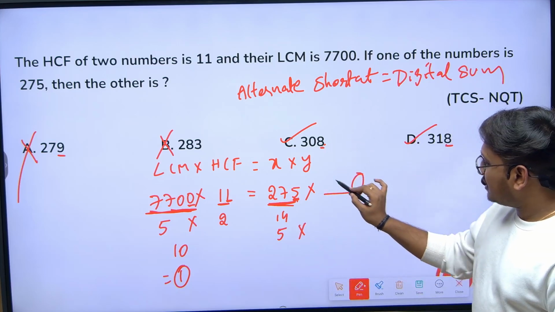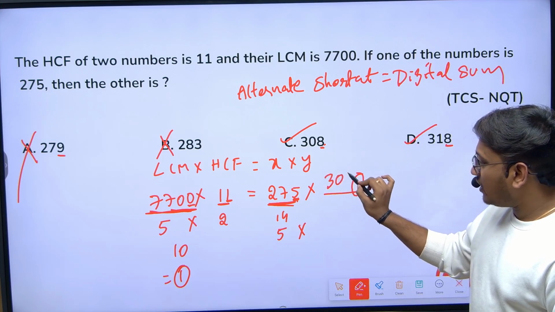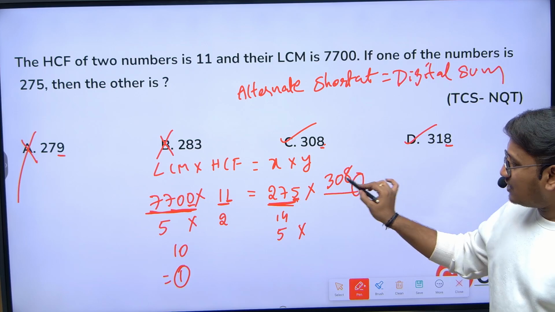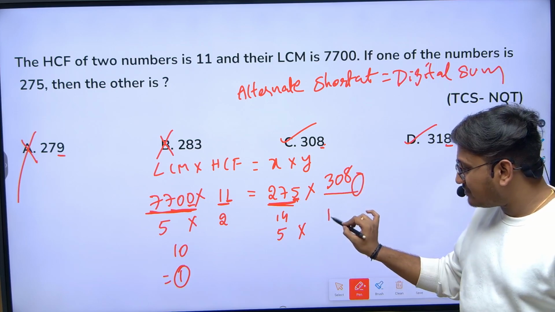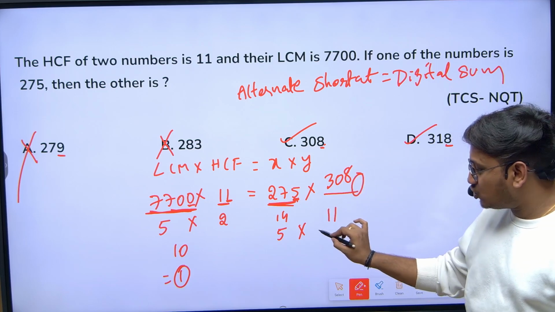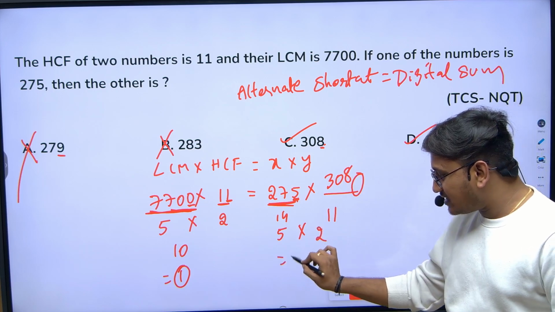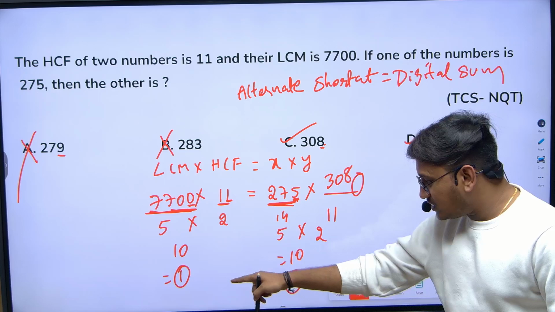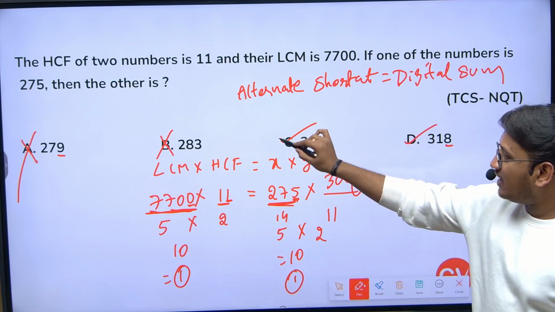If I consider 308 here, what is the digital sum of this? 11. So 11 means 1 plus 1, 2. So 5 into 2 is 10. 10 means 1. So digital sum is getting matched. So my answer will be this.